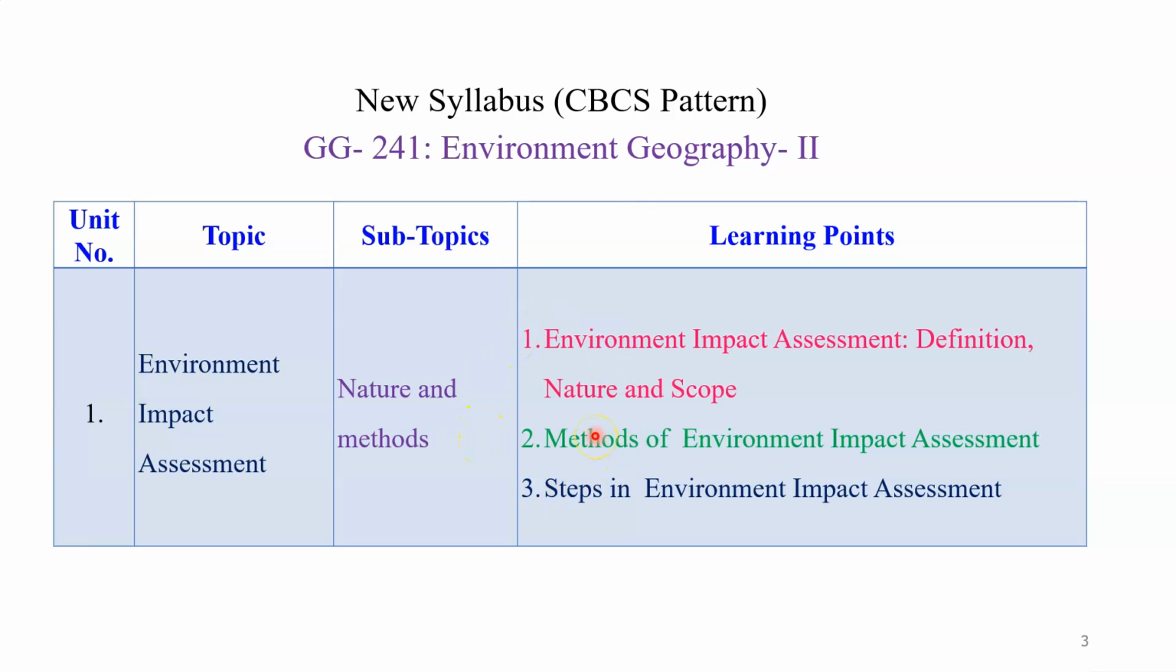This topic is also divided into various learning points, meaning 3 learning points. The first learning point is Environmental Impact Assessment, definition, nature and scope. Environmental Impact Assessment is a process of evaluating the likely environmental impact of a proposed project or any other development work. If you're talking about the nature of environmental impact assessment, it's a description of the proposed action or the work. And in scope, we are going to discuss the scope of the environmental impact assessment, which includes the terms required for the environmental impact assessment.